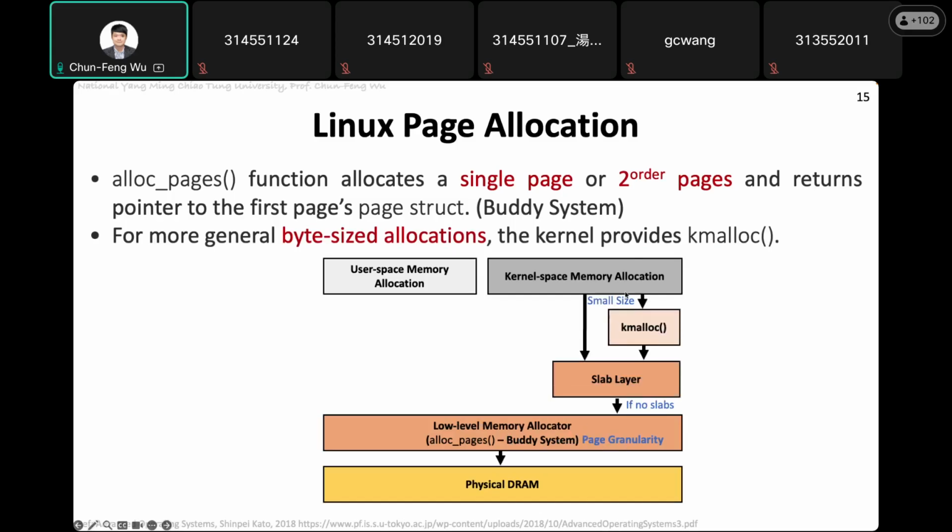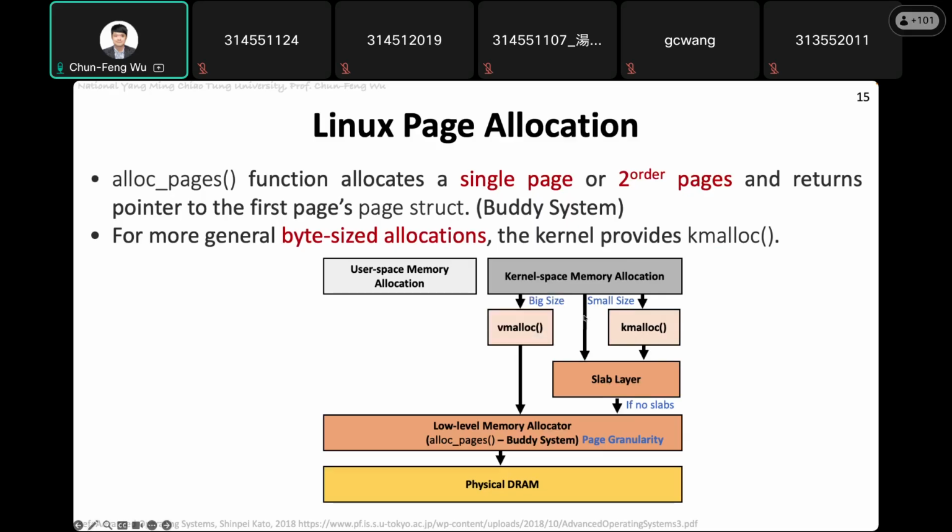For kernel space memory allocation, it is a little bit complex because there are two ways. One is called small size allocation. For small size allocation, if you are doing kernel programming, you will use the kernel memory allocator, kmalloc, which interacts with the slab layer. When you write kernel code, there are a lot of kernel data structures, and they usually are not as large as 4 kilobytes, usually way smaller. So to manage those small data structures, you will use this.